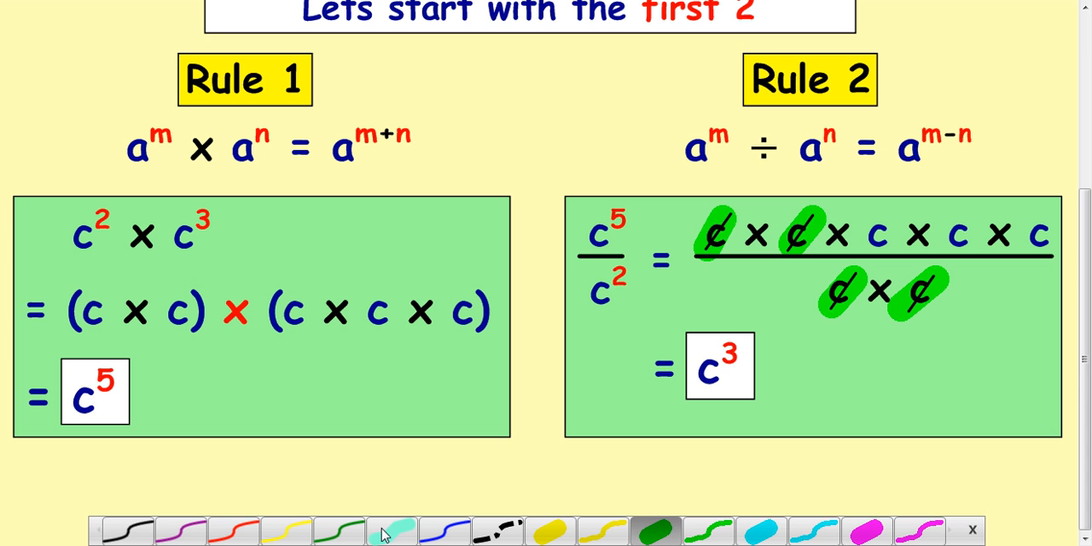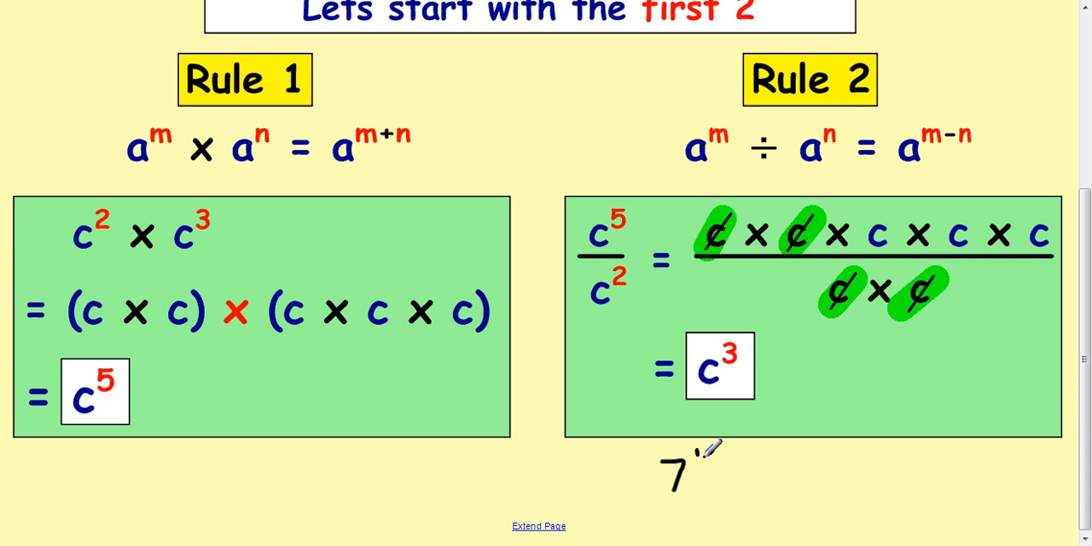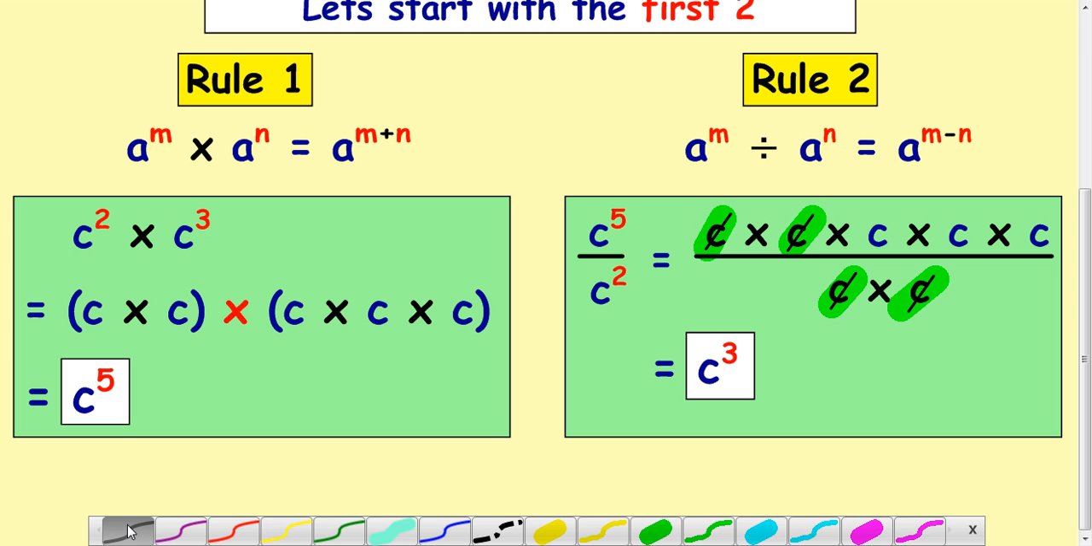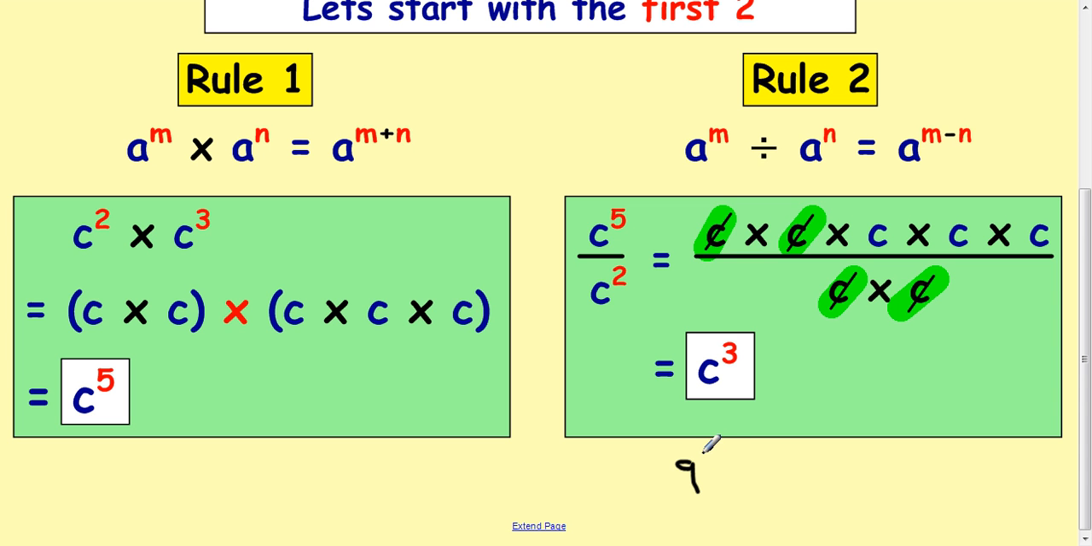And again, this idea works with numbers as your base. So if we did 7 to the power of 4 and we divided by 7 to the power of 2, as long as these numbers are the same, the 7s, then we're going to get 7 squared. 4 take away 2. Again, pick a different number. Let's say we use 9. 9 to the power of 7 divided by 9 to the power of 4, well, that's going to be 9 to the power of 3. 7 take away 4.